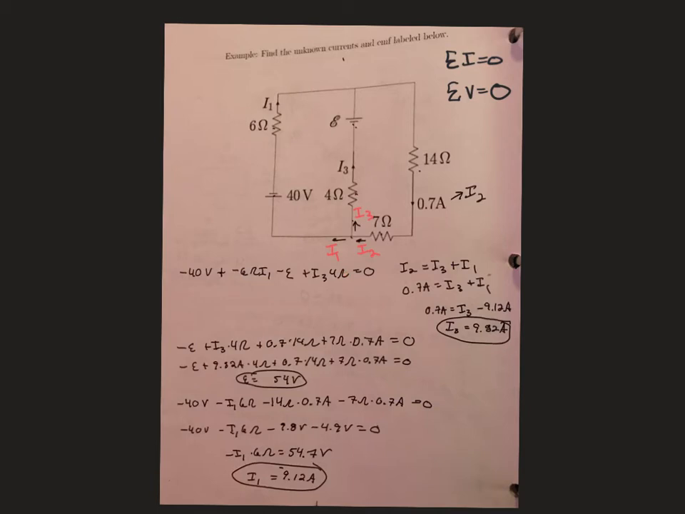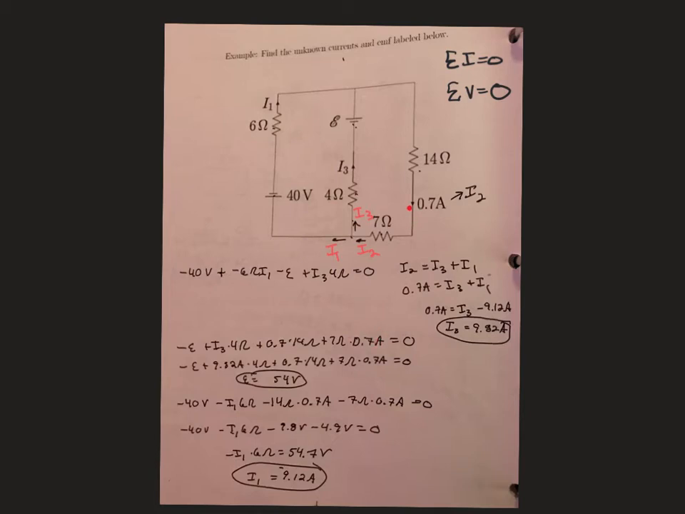For the next rule, I started once again with the EMF. And since I'm going from positive to negative, that's going to be a negative EMF. And I go across the 4 ohm resistor against the current, so that's going to be positive I3 times 4 ohms. And then I'm going to go across the 7 ohm resistor. So since I'm going against the current, that's going to be positive, so 7 ohms. And this is in I2 territory, that's going to be 0.7 amps.